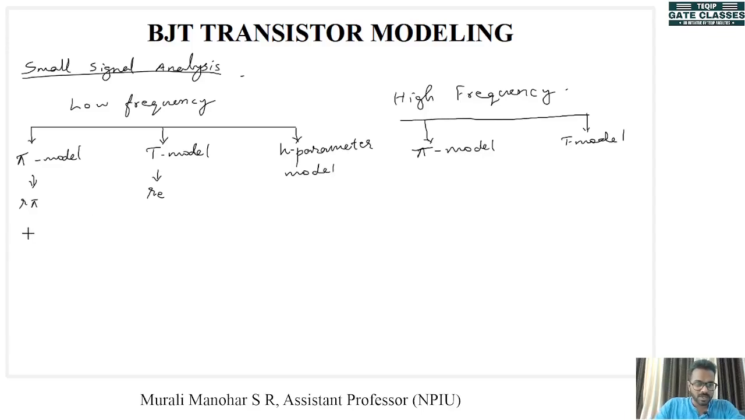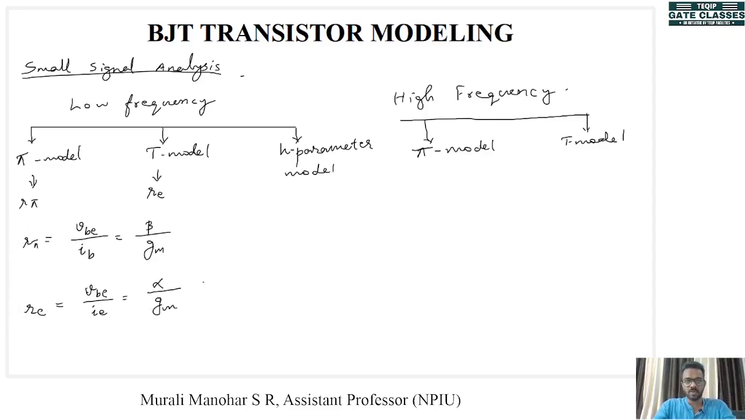Now we know the equation for R pi. R pi can be written as VBE divided by IB, or that can be written as beta divided by GM. Now RE can be written as VBE divided by IE, or alpha divided by GM. So these are the values of R pi and RE, and we will be using these for modeling.